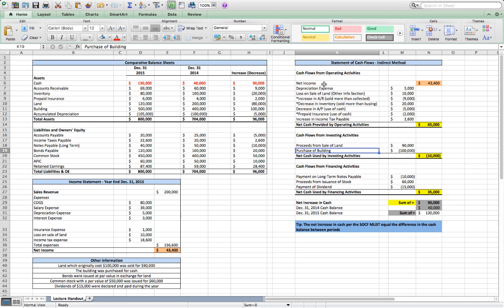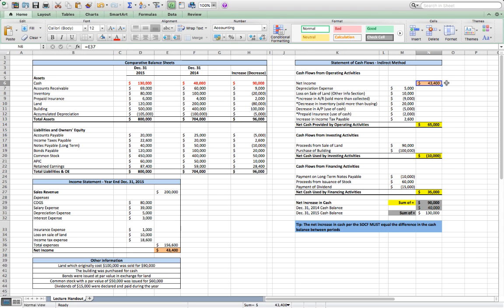As we were talking about in the lecture handout packet, your first step for calculating the cash flows from operating activities under the indirect method, remember we're going to focus on the indirect method for cash flows from operating activities, is net income. You always start with net income. So, as you can see, net income of 43,400. I just started there.